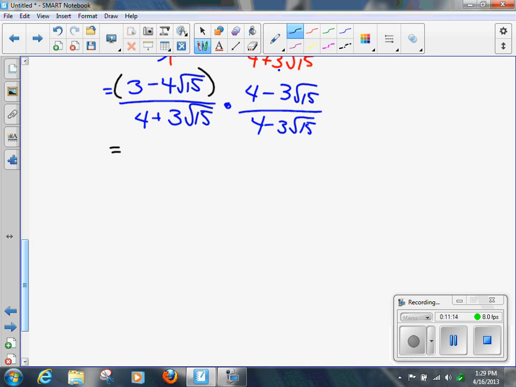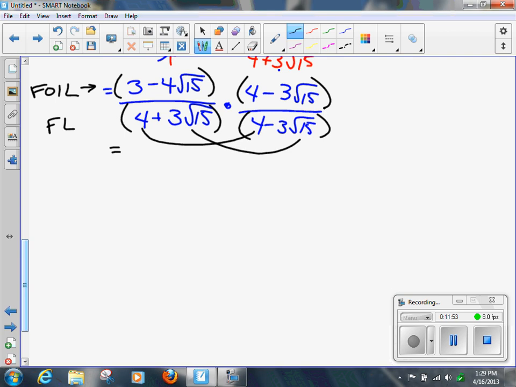Now, here's the tricky part. What are you going to do on the top? You're going to foil the top. If you can't foil, you need to see me immediately. What are you going to do on the bottom? It's a difference of squares. Jansen said, you're going to fluff. I went, what? He said, you're going to only do the F and the L. And he's right. Aren't we only going to do the F and the L? We're only going to multiply the front or the first and the last, aren't we? Yeah. So here we go. Let's foil this thing out.